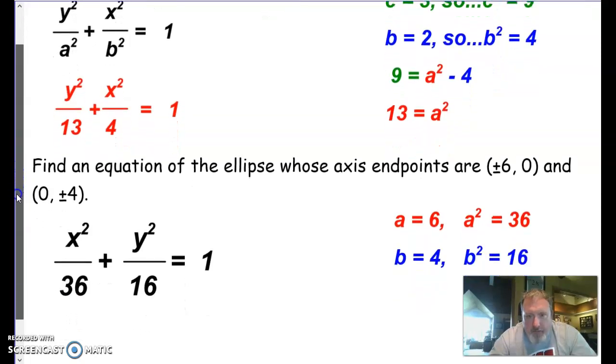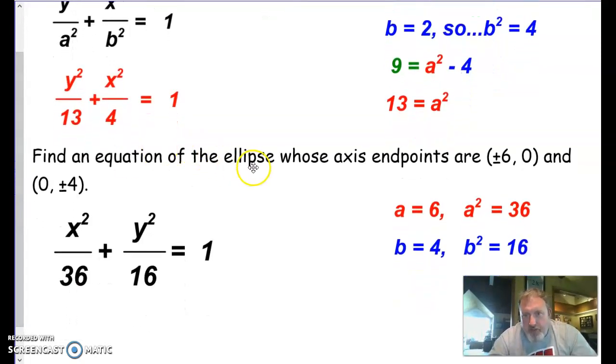All right, the second example here: find the equation of the ellipse whose axis endpoints are 6, 0, negative 6, 0, and 0, 4, 0, negative 4. So what they've indirectly told me here is they've given me a and b. And since they're only looking for the equation, we don't care about the foci or any of that other stuff. We know the center is at 0, 0. So we went 6 units to the right and left, so a is 6, and we went 4 units up and down, so b is 4.